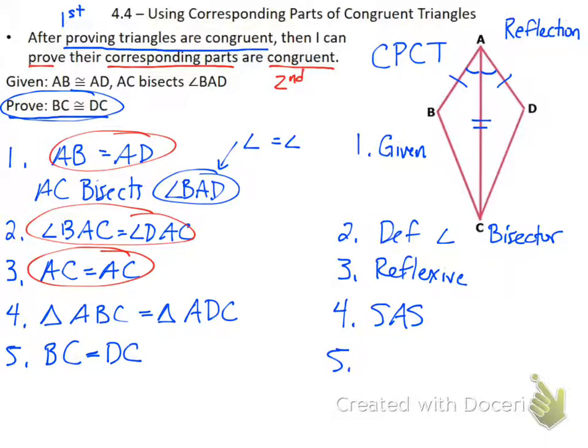And if I look at my picture, BC and DC, when I would flip the one triangle onto the other, they would be on top of each other. And so they are corresponding parts of triangles we prove congruent. So we can put down CPCT for corresponding parts of congruent triangles.